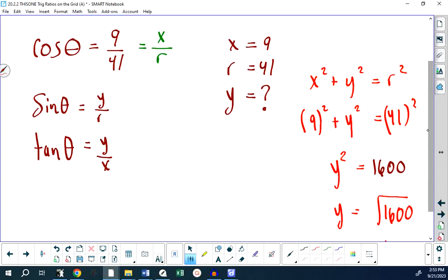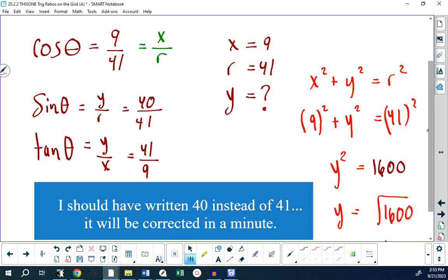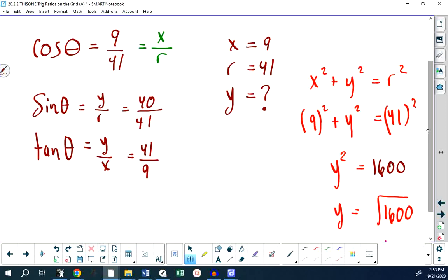You say 40 over r, which was 41. And cosine is 9 over 41. Good? And you all get the question wrong. It's sine and tan are negative. No. I'm asking you to think. I don't want people shouting out answers, please. Neither one of those answers that I've written are correct.